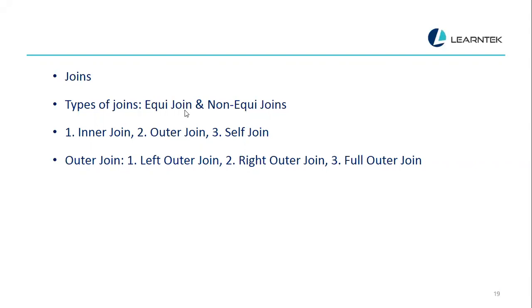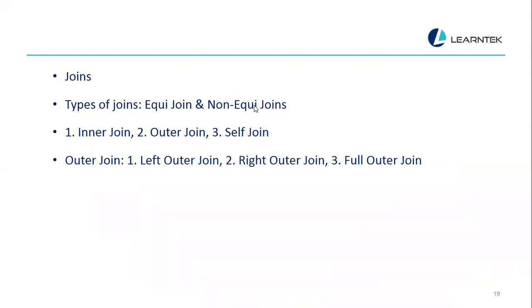What is an equi join? In a join condition, if you use the equal operator, that is equal to, then such a kind of join is called an equi join. So when we use an equal to operator when joining two tables, such types of joins are called equi joins. So what are non-equi joins then?